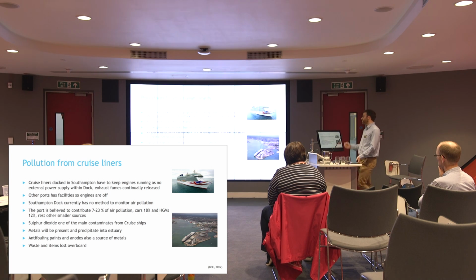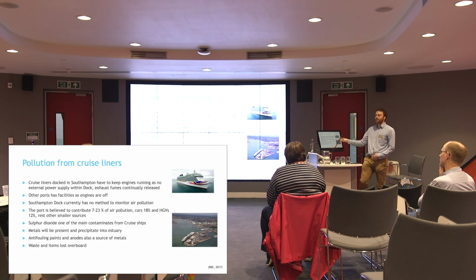One of the main pollution sources from cruise liners is sulfur dioxide, which causes emission from the exhausts. Metals also precipitate out and are present in the estuary from these sources, once again from anti-fouling paints and anodes, etc. And also waste items tend to be lost overboard, which is a further pollution source from this sort of vessel.